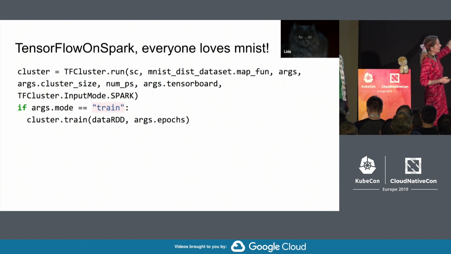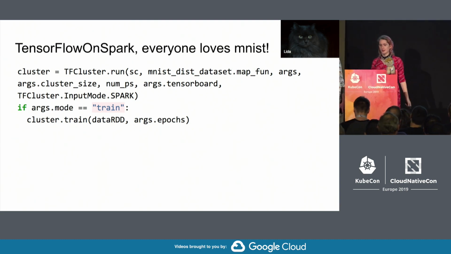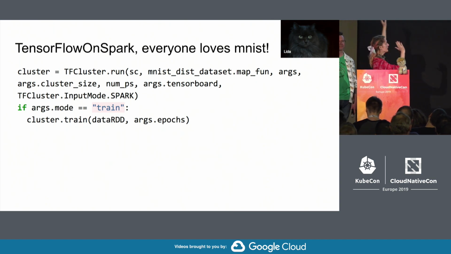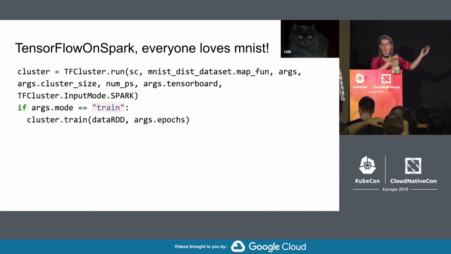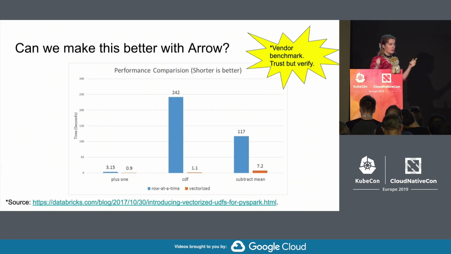So, TensorFlow on Spark, from the wonderful people at Yahoo, I believe. I should have checked that last night. Anyways, it lets us run our TensorFlow graphs really easily on Spark data. And this is more or less what it looks like. If we're training, go ahead and call cluster.train. And this is really convenient, really nice. Go ahead and run our training job. It's just really slow, and if anything goes wrong, we're completely screwed. But maybe we can make this better.